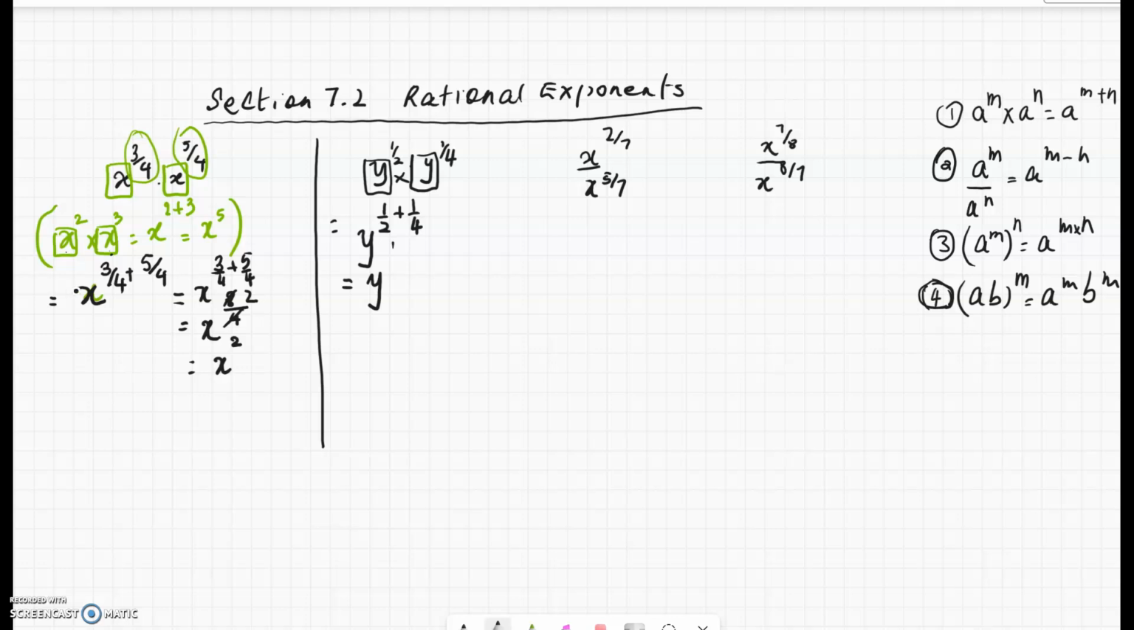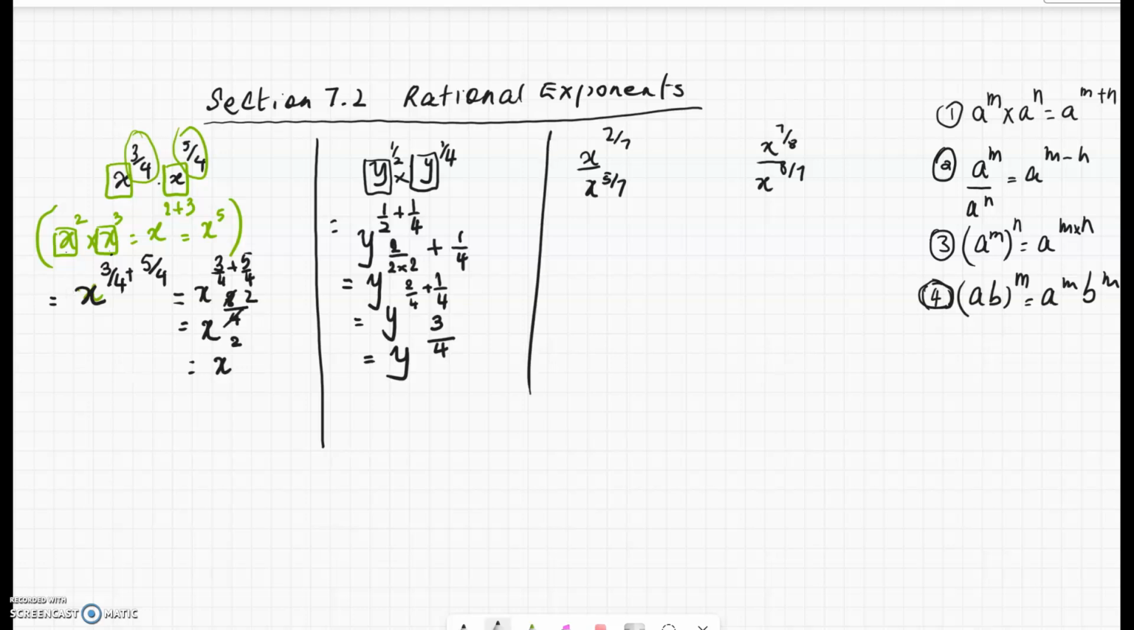Here the common denominator is 4. So we multiply the numerator and denominator with 2, and we add it to 1/4. So that's equal to y to the 2 over 4 plus 1 over 4, which is equal to y to the common denominator 4, 2 plus 1, 3. So it's y to the power of 3/4.